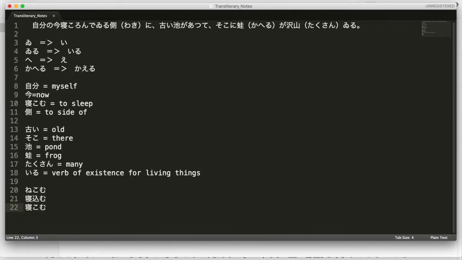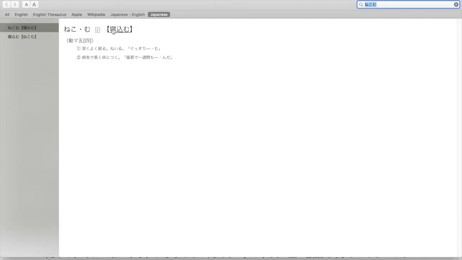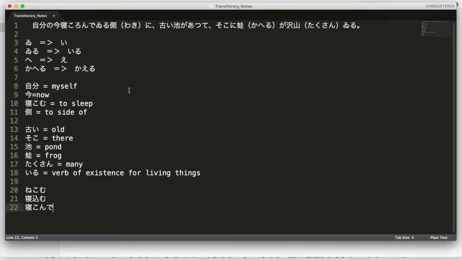Okay? So this is the way that it's used. Of course, it's conjugated into the te form, which is nekonde. And that's not going to show up in the dictionary because at least typically the dictionary will have forms like this. And there are other cases that we can talk about in future texts. But so this is nekomu, which is conjugated as nekoronde, all right, which is the correct reading.